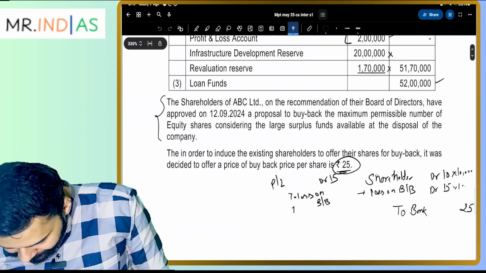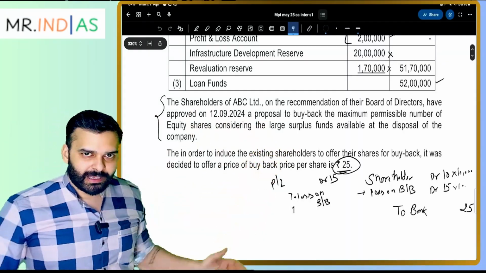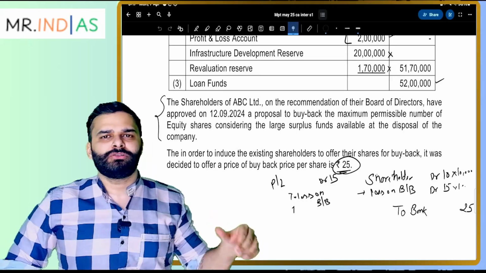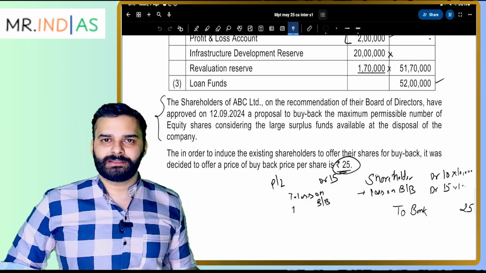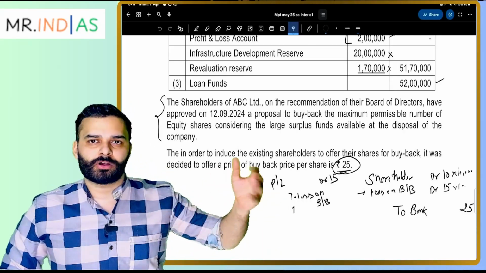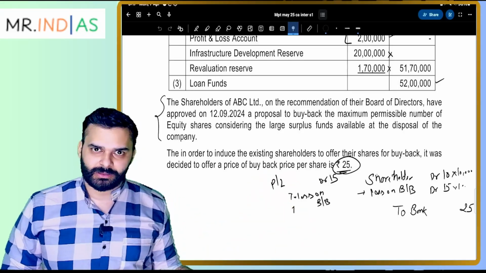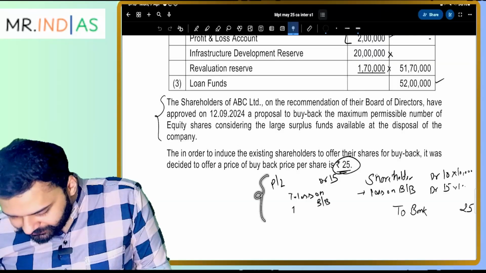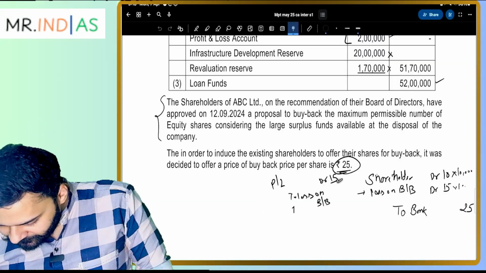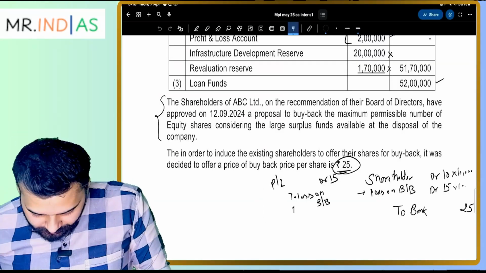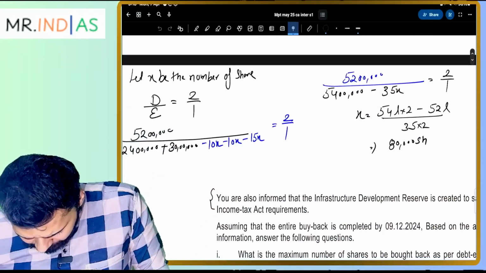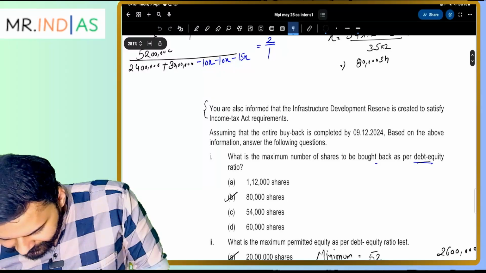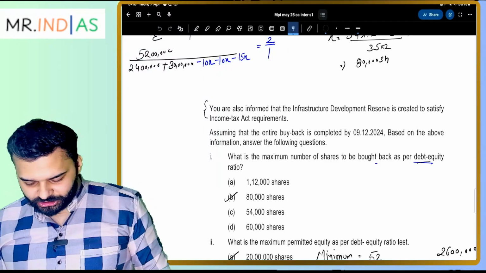So when you pass the journal entry for buyback, you should remember that you book a loss on buyback of 15 into the number of shares bought back. Then you write off that loss through the profit and loss account or any general reserve. So the entry is: P&L account debit, to loss on buyback, with rupees 15 into the number of shares bought back. So the loss is 15 per share. You are also informed that infrastructure development reserve is created to satisfy income tax requirements. We already knew that, you don't have to mention it.